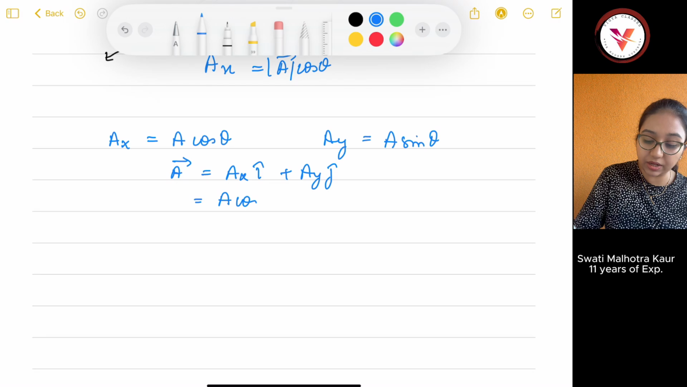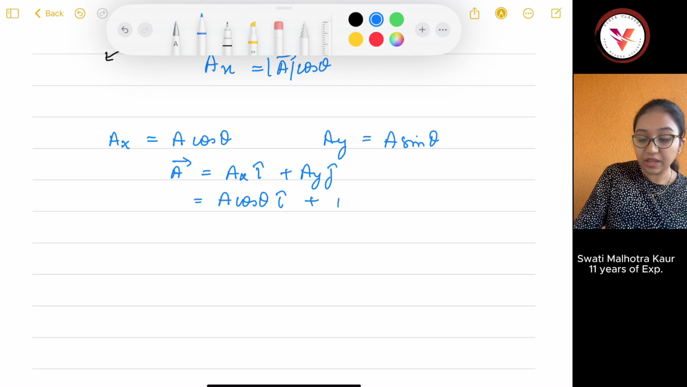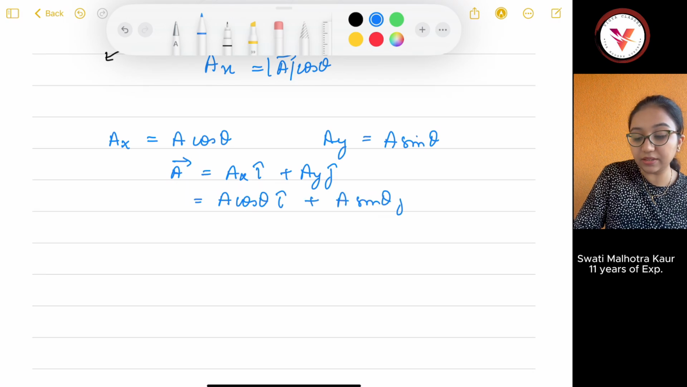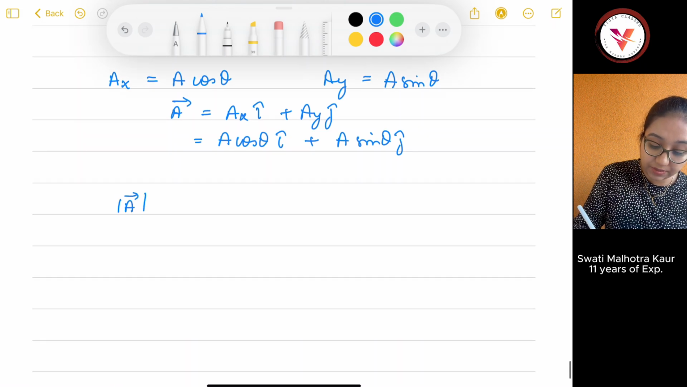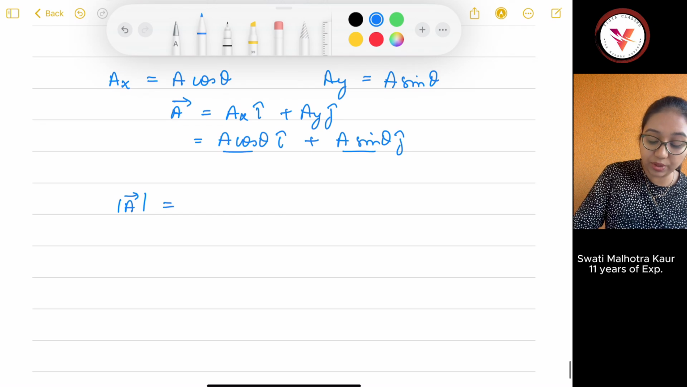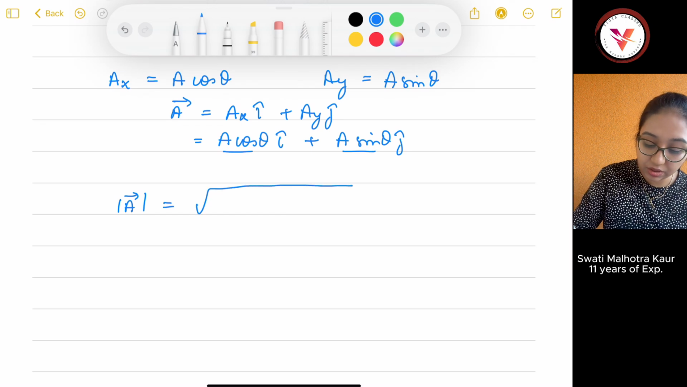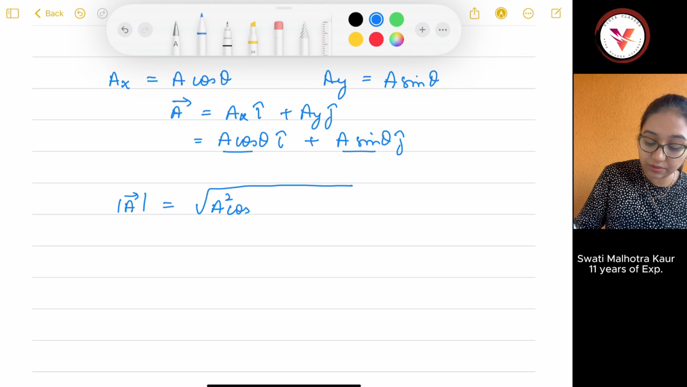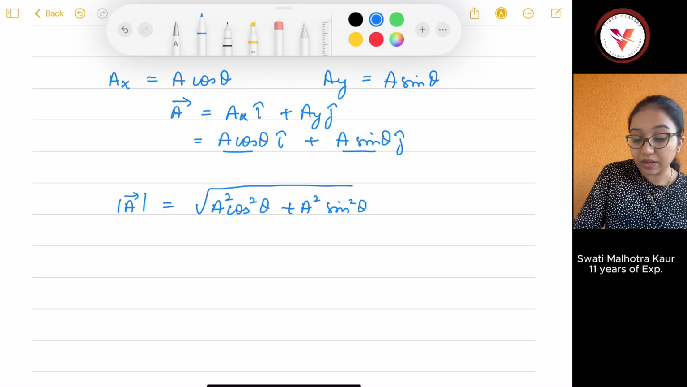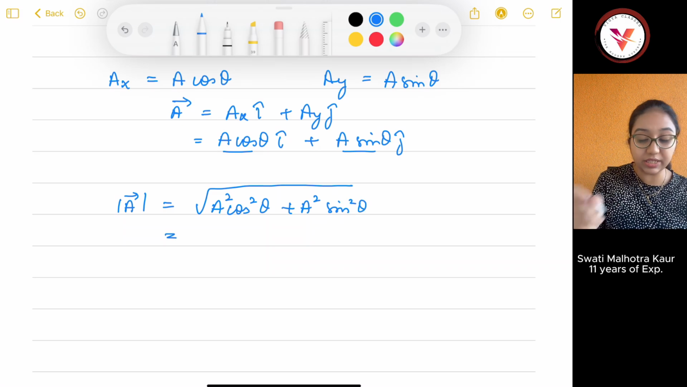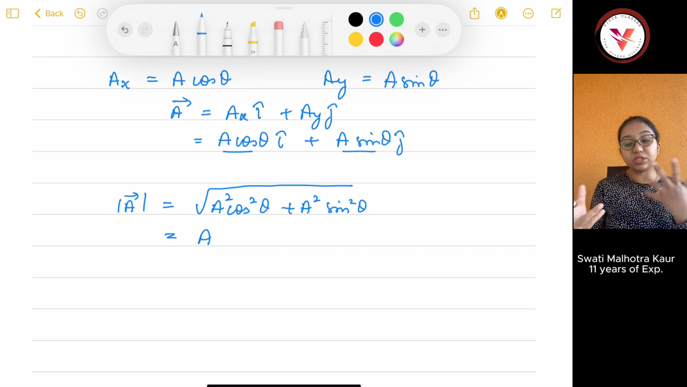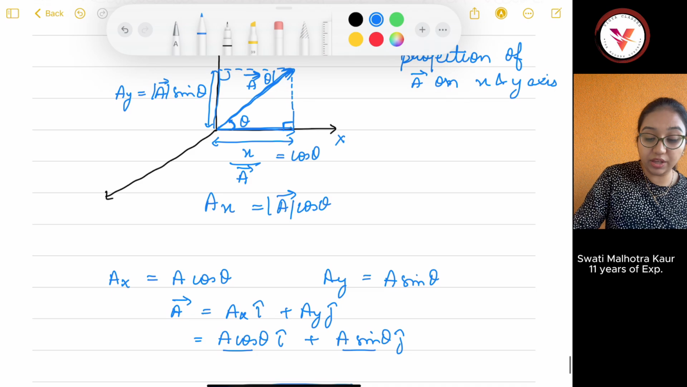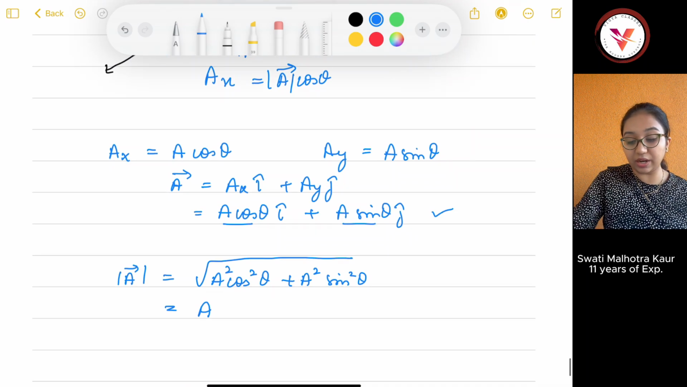Then this A can be written as A cos theta I cap plus A sin theta j cap. Okay, and if you want to calculate its magnitude, then take this component and this component, square and under root, as we have discussed earlier. Then it becomes A square cos square theta plus A square sin square theta, and taking A square to be common, cos square theta plus sin square theta gives you 1, and under root of A square is simply A. So its effect is the same. So if you are given in terms of this theta angle, you can write it like this.